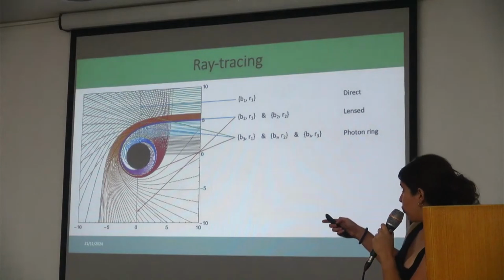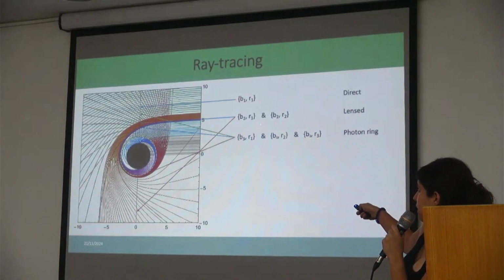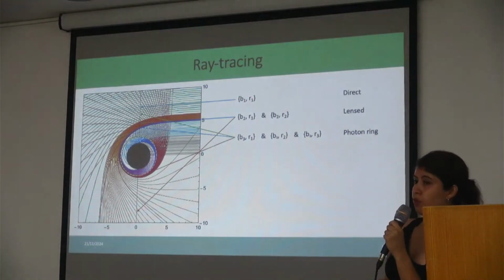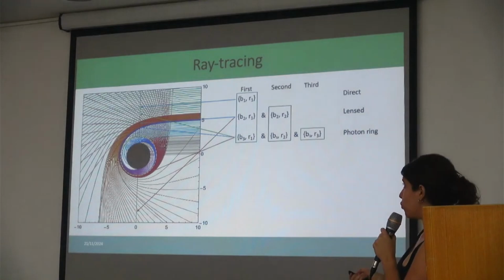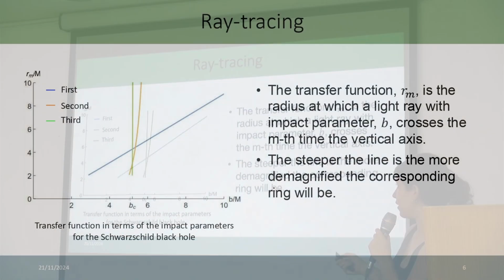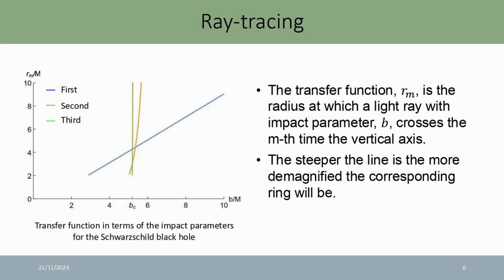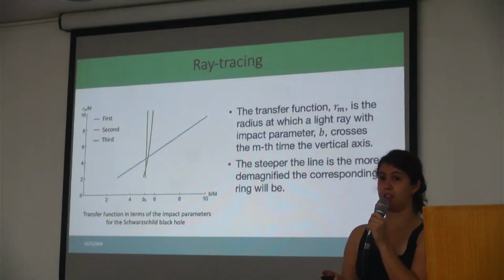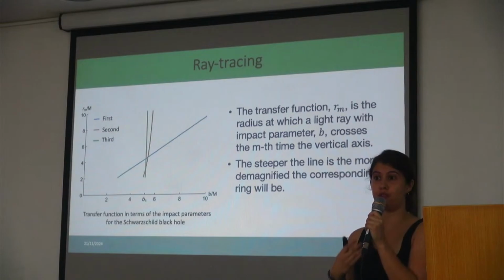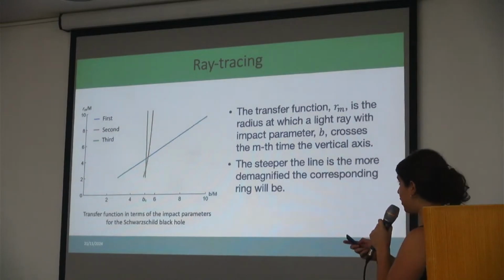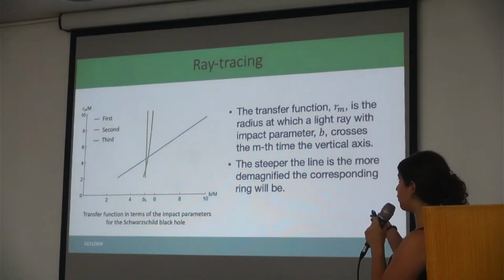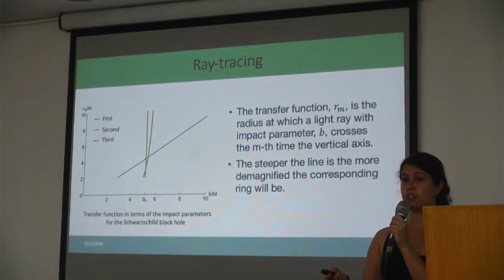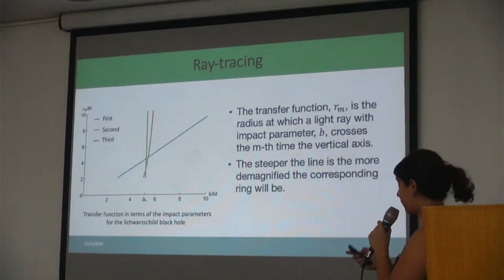And basically what we do is store the different impact parameters with the different radius at which they cross. And then we can plot this in this type of graphs. I have to say that most of the people don't understand them, but for me, this gives us a lot of information. Why? So here we are plotting the transfer function, that is basically the radius at which the light ray crosses.